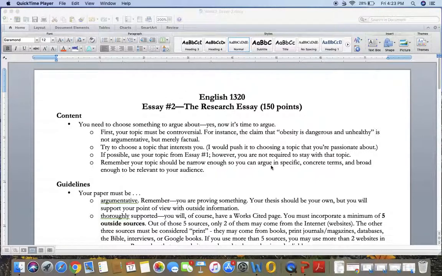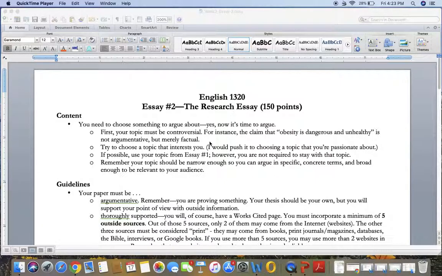So Essay 2 is one of the two big essays in 1320, weighted 150 points, which is 15% of your grade. So this is definitely one that you want to spend some good time on and really commit to being thorough in your proofreading and all that. So let's talk about content.